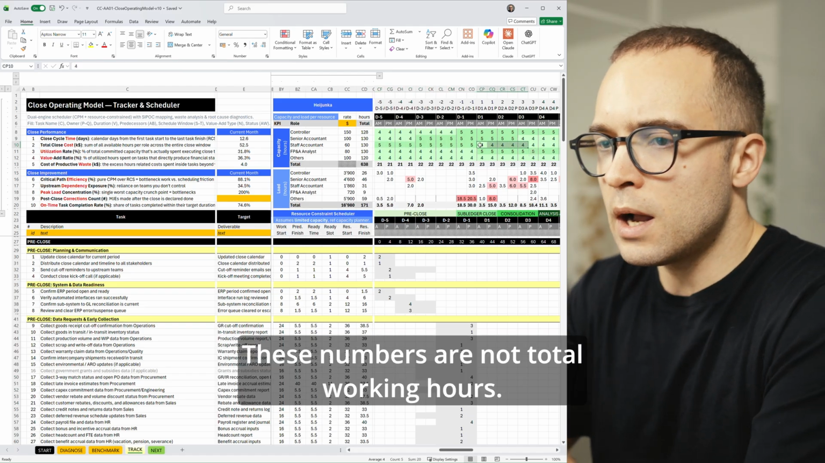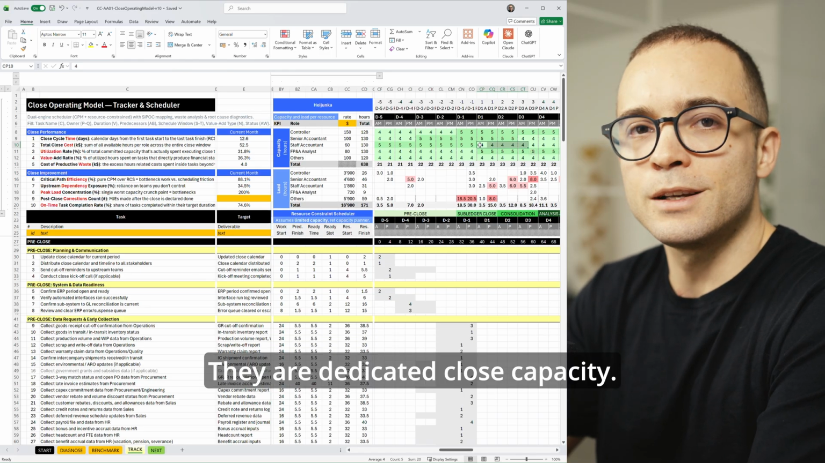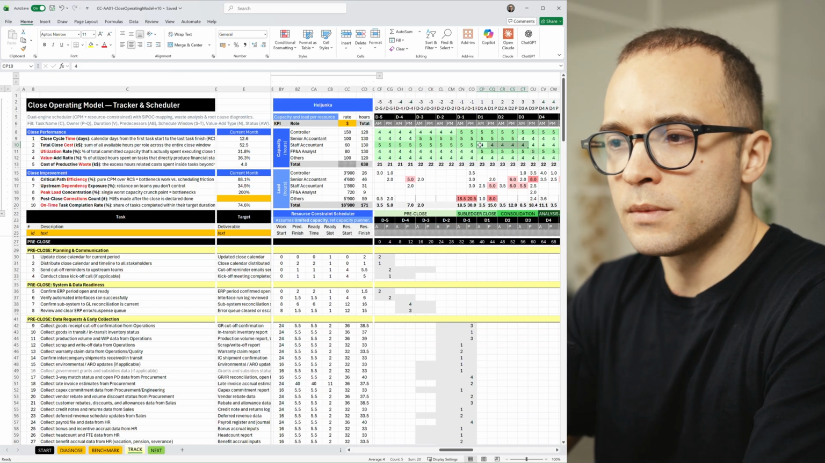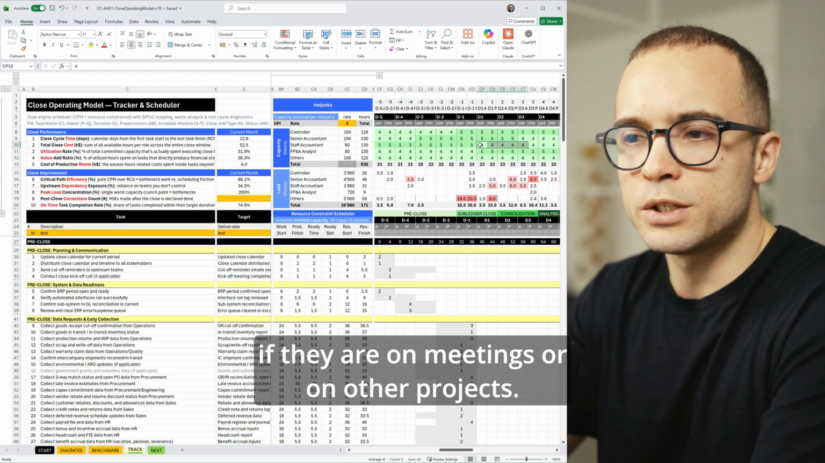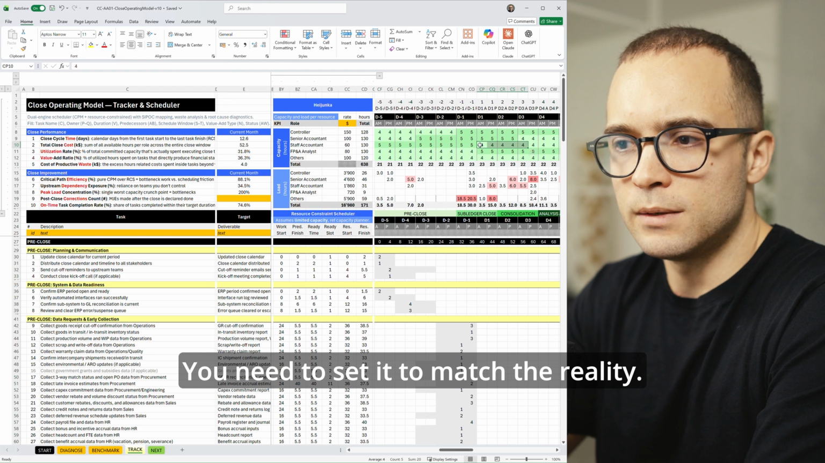These numbers are not total working hours. They are dedicated close capacity, because your people have other responsibilities. Some half days might be 0 if they are in meetings or in other projects. That's fine. You need to set it to match the reality.